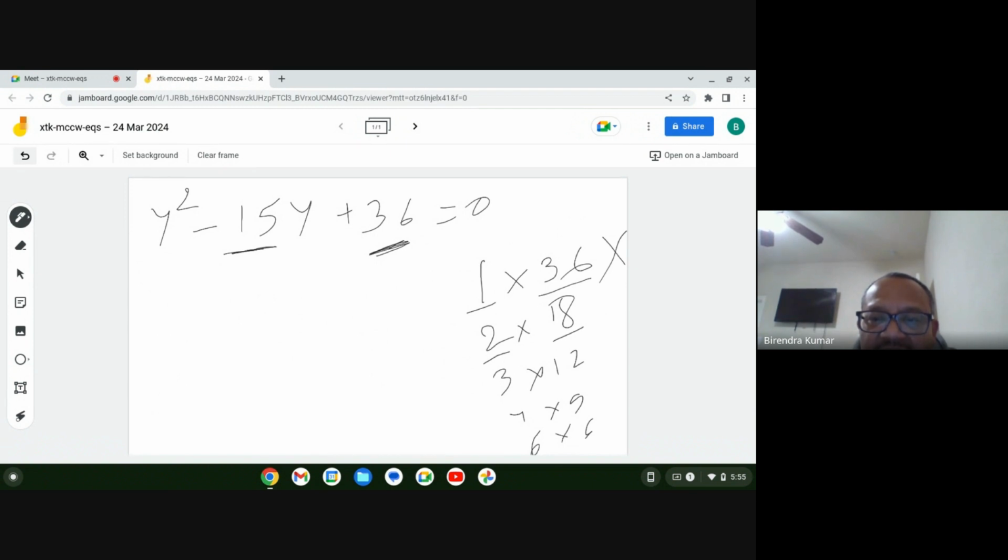18 plus 2, 20. This is 15. This is not an option. 3 plus 12, 15. Yeah, this is 15. This looks like an option. Okay, I will not cut this for now.